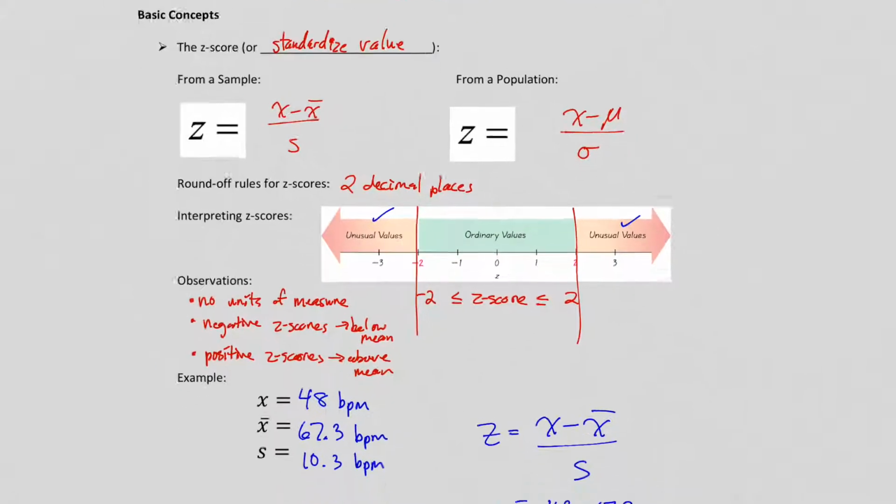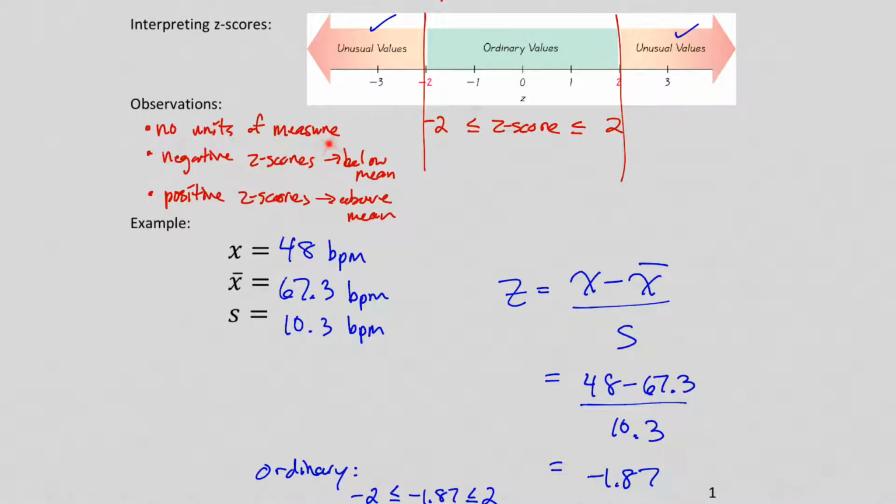This z-score has no units of measure. It just tells you how many standard deviations. Of course, anything on the negative side means it's below the mean, and anything on the positive side is going to be above the mean.